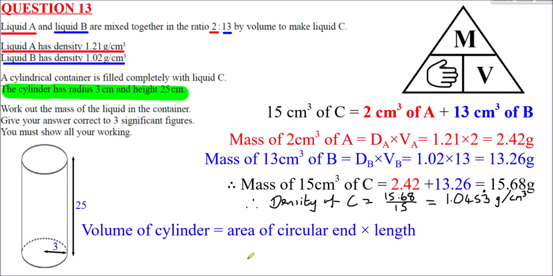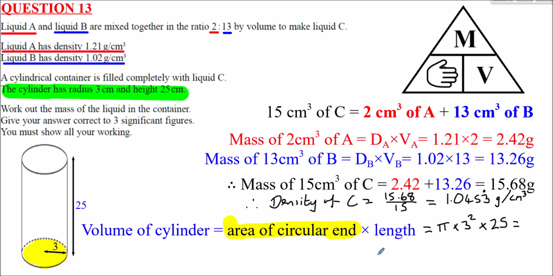So area of a circular end multiplied by the length. So the circular end, obviously, is going to be this here, and the radius is 3 because it told us. So how do we work out the area of a circle? It's pi r squared. So that's going to be pi times the radius, which is 3 squared, multiplied by the length, or the height, which is 25.